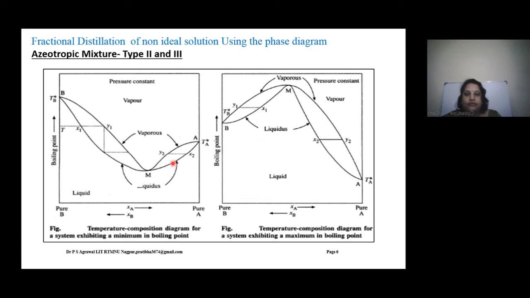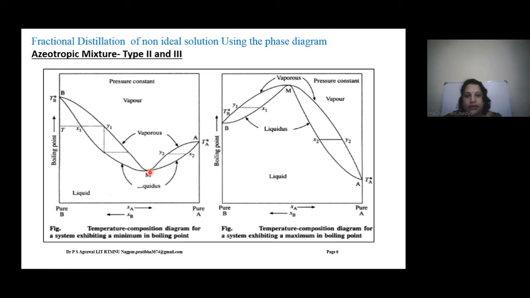Azeotropic mixture, type 2 and 3. When the vapor pressure of a solution shows marked deviation from Raoult's law, the boiling point may show the solution has a boiling point either lower or higher than the pure component. So in fractional distillation of a non-ideal solution, it exhibits a minimum or maximum boiling point. Only one of the constituents comes out in pure form, depending on the composition of the liquid mixture.